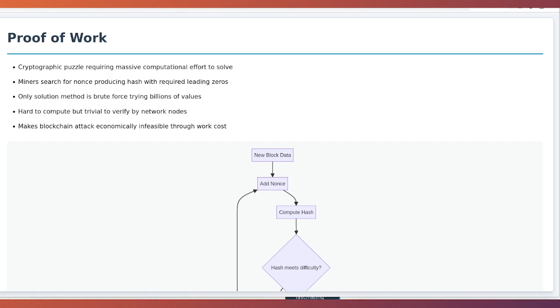When miners want to add a new block, they must solve a computational puzzle that requires performing trillions of hash calculations. The puzzle is this: find a number called a nonce, which when added to the block data and hashed, produces a hash with a certain number of leading zeros. The number of required leading zeros determines the difficulty. For example, Bitcoin might require a hash that starts with 19 zeros, which means you need to find a hash that's less than a very small target number.